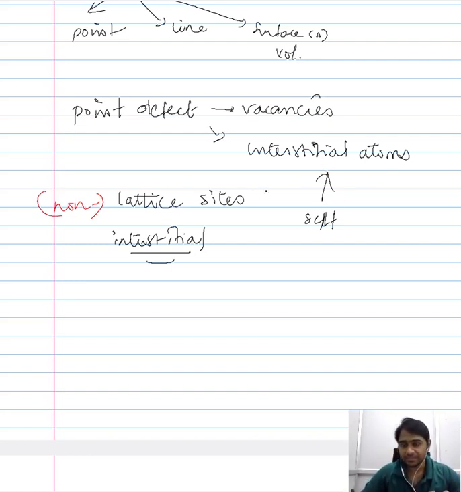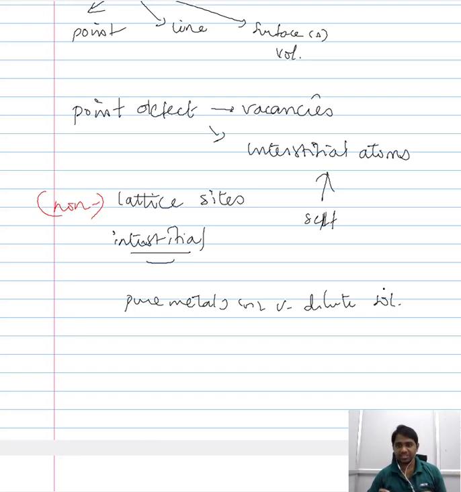So all these are largely observed in dilute solid solutions or pure crystalline metals. These point defects are characteristically observed in pure metals or very dilute solid solutions. The reason we consider pure metals largely is that in these pure metals we are fairly sure of the atomic positions, or the positions where the atom should occupy. So we are fairly sure of the lattice sites, and only when you are fairly sure of the lattice sites will you be able to realize the point defect.